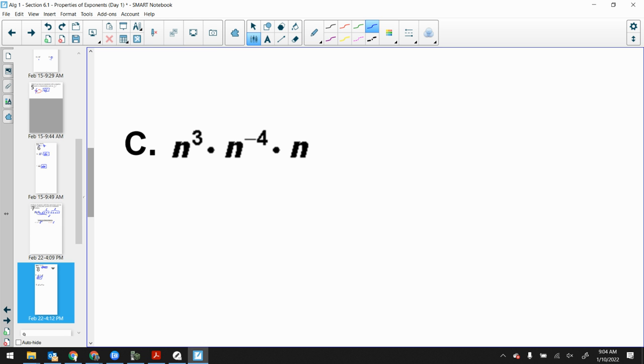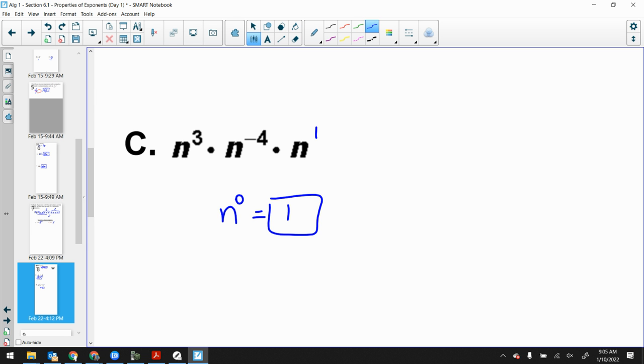And let's take a look at our last one here, example C. What's my power on n on the far right? N to the 1st, right? Okay, so what does that tell me about my final power on n, assuming, with all of the negatives and everything? Good, it would be 0. What does that tell me about my final answer? Yeah, it's 1.